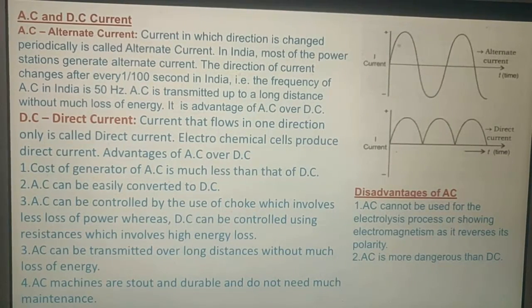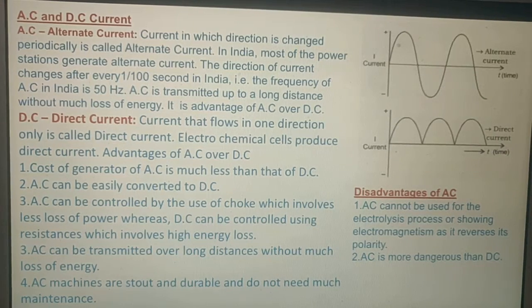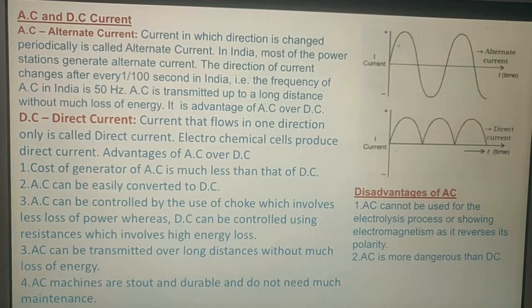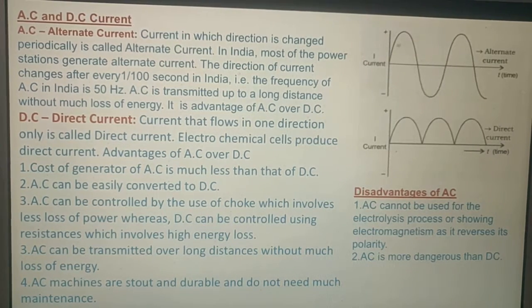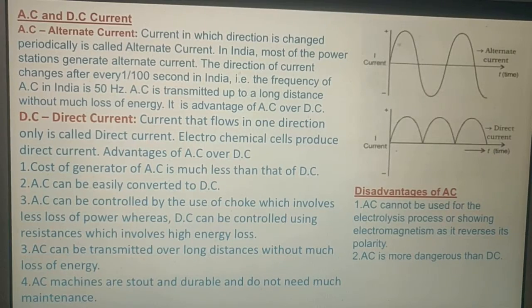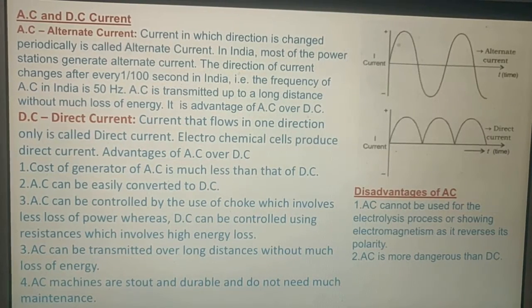DC means direct current. Current that flows in one direction only is called direct current. Electrochemical cells produce direct current. Advantages of AC over DC. The cost of a generator of AC is much less than that of DC.